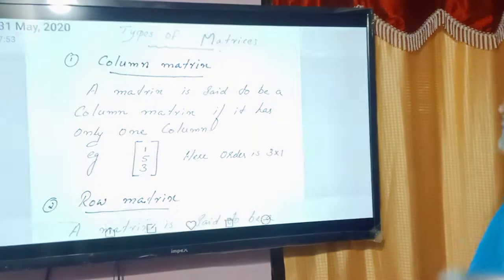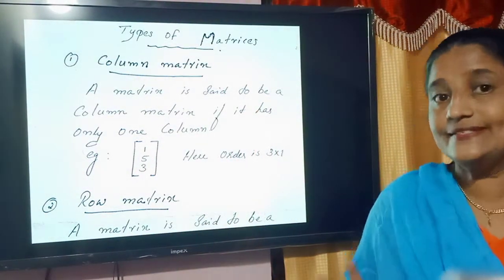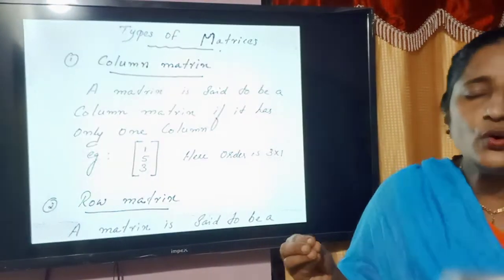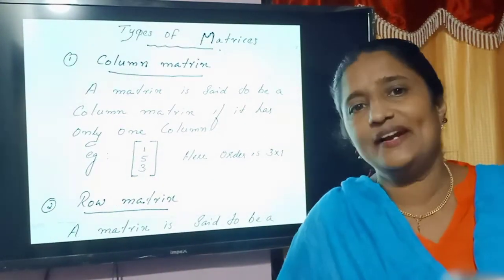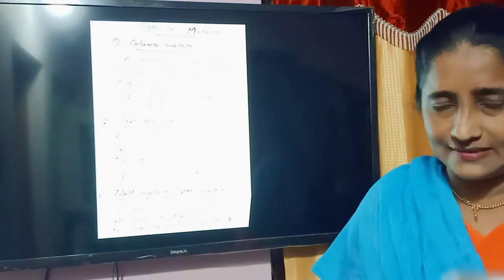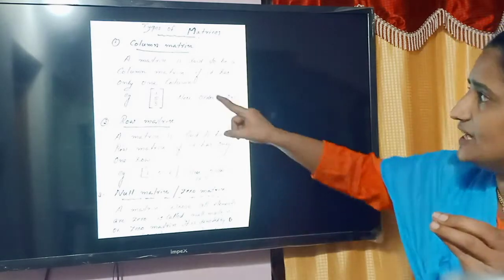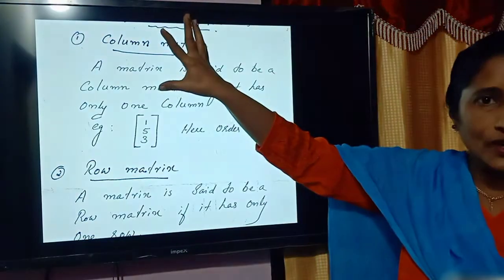Now we are going to discuss the types of matrices. These are the important things in this matrix. Actually there are 7 types of matrices. Now the first matrix is column matrix. What is that? Column matrix. The spelling you know: C-O-L-U-M-N. Column matrix.